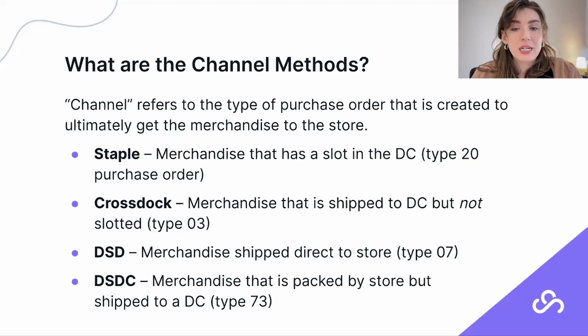DSD is going to be merchandise that ships directly to a store. So it's going to skip all of the DCs and it's going to go from wherever the manufacturer has it, whether it's in their warehouse or in their manufacturing plant, and go directly to the store. And then merchandise, DSDC is merchandise that is packed by store, but is then shipped to a DC, and that's going to be your type 73.